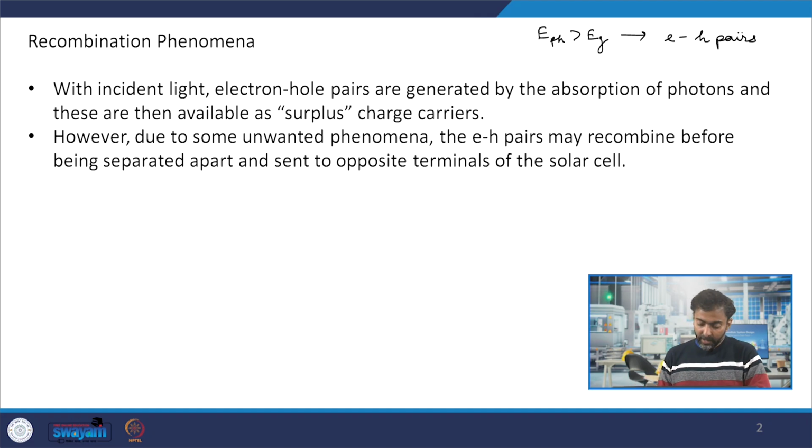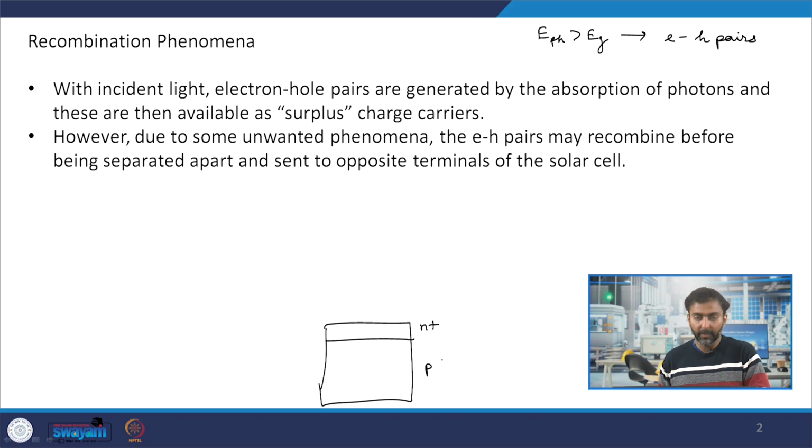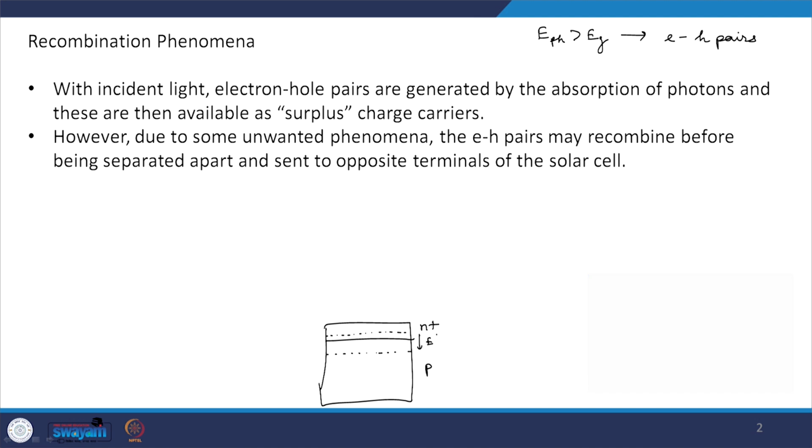Ideally, if we look at the schematic of the solar cell that we discussed in the last class, you have the N plus emitter on the top and the P base at the bottom, and then you have a space charge region which gets formed around this PN junction. In the space charge region there is an electric field which exists and which creates the entire magic of the solar cell.